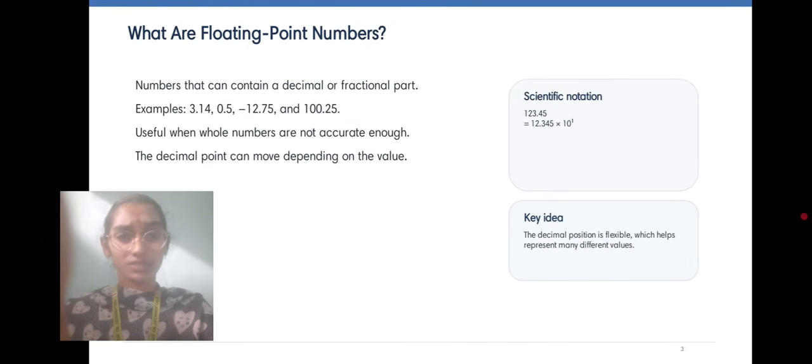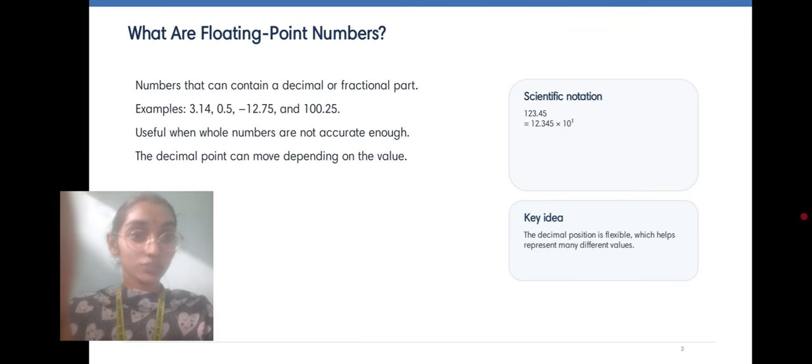What are floating point numbers? Floating point numbers contain a decimal or fractional point. Example, 3.14, 0.5, 12.75, 100.25. Useful when whole numbers are not accurate enough. The decimal point can move depending on the value. Scientific notation, 123.45 is equal to 12.345 × 10^1. Key idea, the decimal position is flexible, which helps represent many different values.